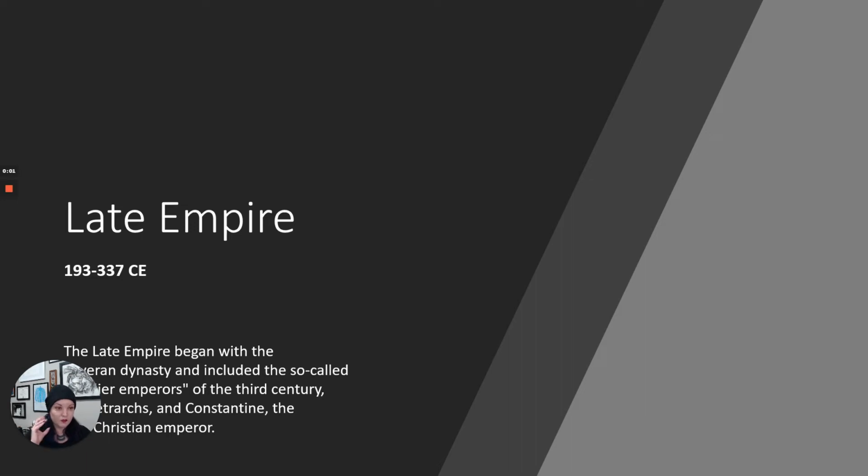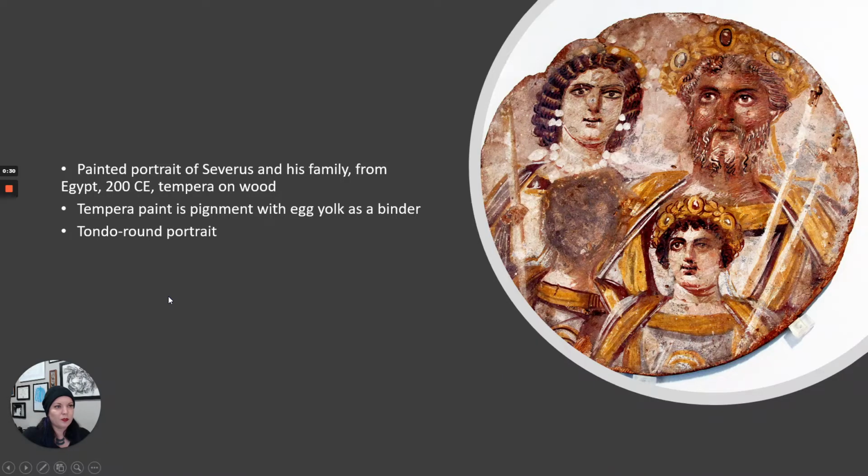Okay, we're going to finish up Rome, and then it'll be on to the next unit, which is the Byzantine. So, the late empire starts off with the Severan dynasty, and then we have the soldier emperors and the tetrarchs, and then Constantine, who kind of changes everything up and transitions us into the Byzantine era. So let's go ahead and look at these things.